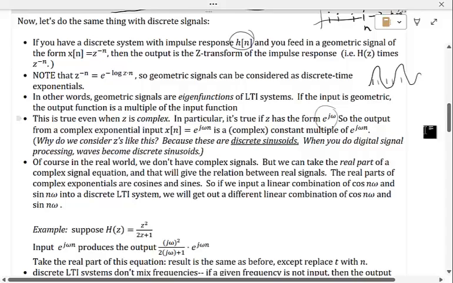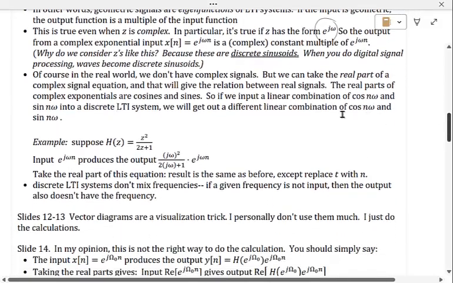So I do another example with z, and it's basically the same example. Here's the transform of my impulse response. I'm doing this for a complex z, so it's e to the j omega n. So I replace the z with e to the j omega. And remember, the input e to the j omega n produces this constant times the input. So if you take the real part of this equation, the result is the same as before, except you're replacing t with n. Discrete linear time invariant systems don't mix frequencies. If a given frequency is not in the input, then the output also doesn't have that frequency.